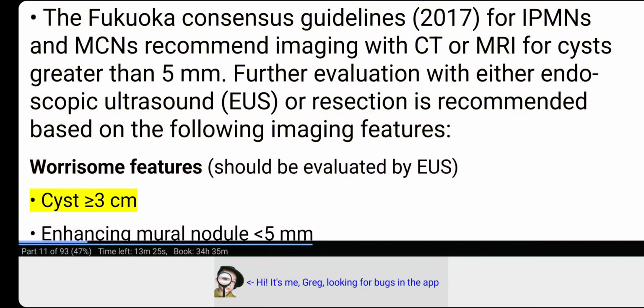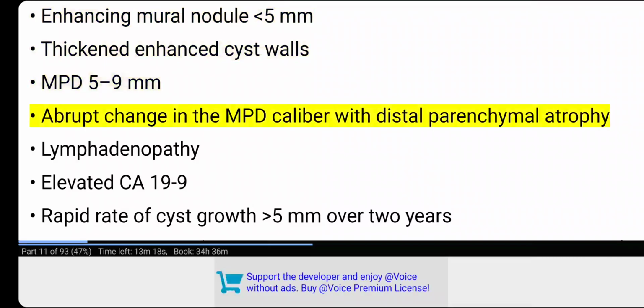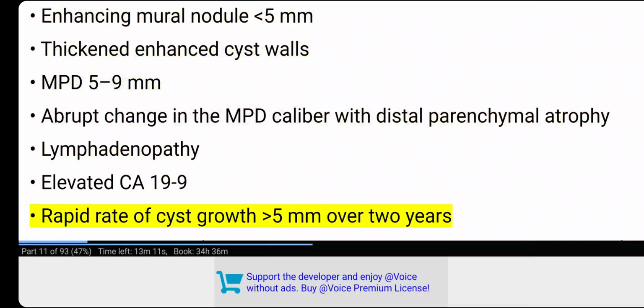Cyst is greater than or equal to 3 cm. Enhancing mural nodule less than 5 mm. Thickened enhanced cyst walls. MPD 5 to 9 mm. Abrupt change in the MPD caliber with distal parenchymal atrophy. Lymphadenopathy. Elevated CA 19-9. Rapid rate of cyst growth greater than 5 mm over 2 years.